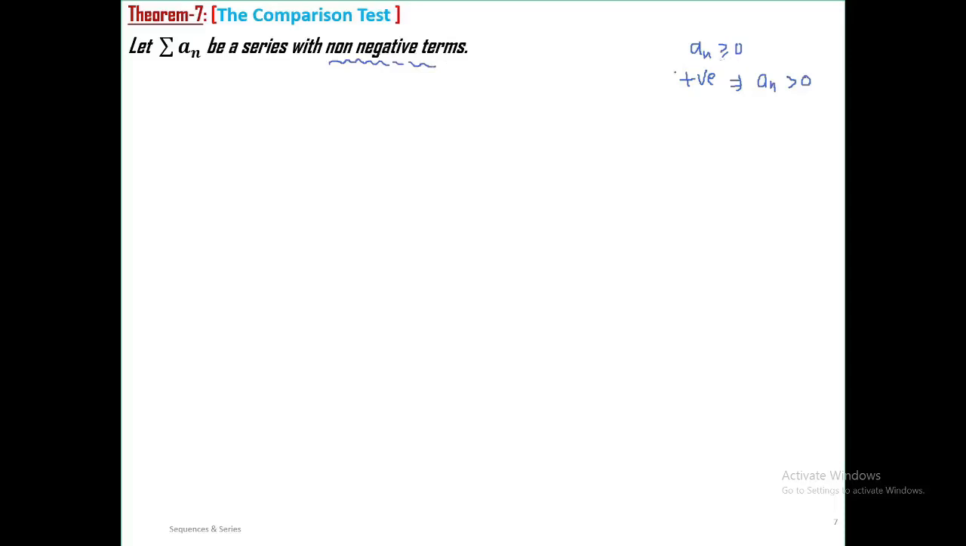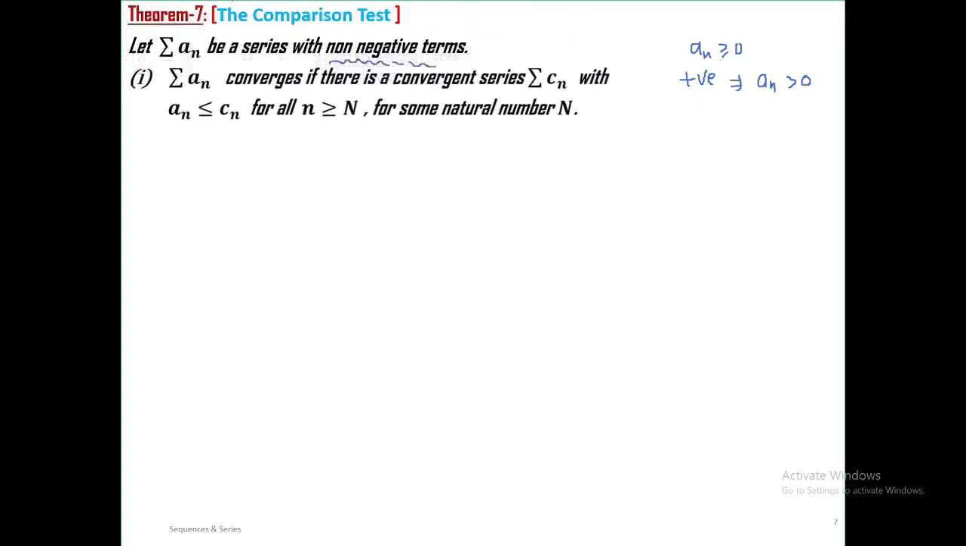Now look at the first statement of the theorem. The series an converges if there is a convergent series Cn with an less than or equal to Cn for all n more than or equal to capital N, for some natural number N. That means after some index, the terms should satisfy this condition. The first few terms not satisfying it is no need to worry, but after a certain stage, for example from the third, fourth or fifth term onwards, infinitely many terms need to satisfy this condition.